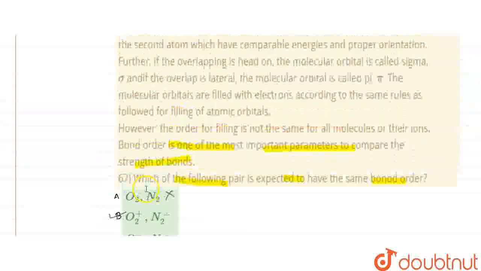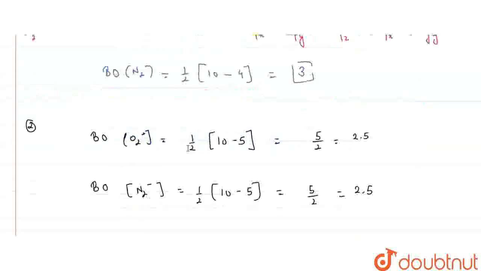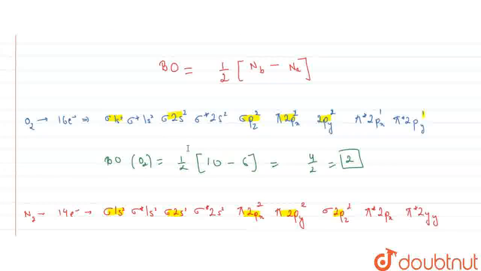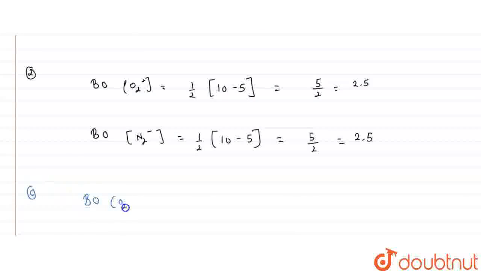Now let us look at the C option as well. So it is O2 minus and N2 positive. So let us calculate for that. For O2 minus, we can see that 1 more electron will come in this pi star 2px over here. Let me highlight that. So over here 1 more electron will come. That means we will have 7 electrons in the anti-bonding orbital. So let me write first of all option C. Bond order for O2 minus comes out to be half times 10 minus 7, that is 3 by 2, which is 1.5.